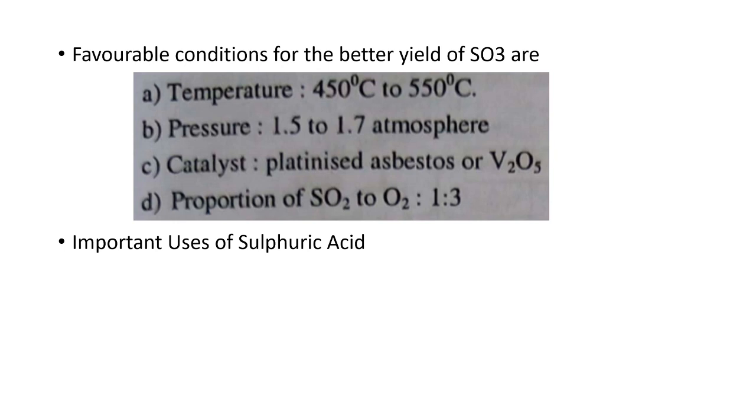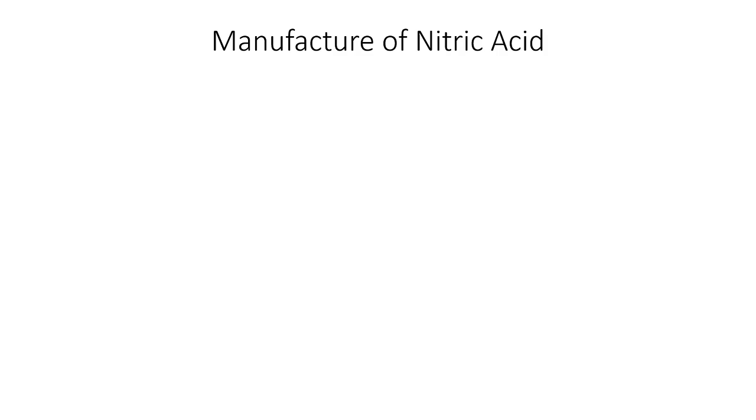So at the end of this sulfuric acid topic, we'll see important uses of sulfuric acid. At the beginning only I told you that depending on how much sulfuric acid is consumed, your progress indicator is measured. Okay. So sulfuric acid is extensively used in the laboratory as well as in industry. That's why we are studying it here under industrial chemistry.